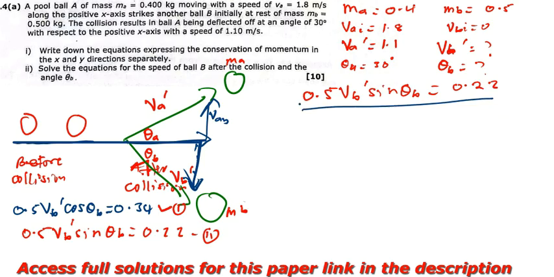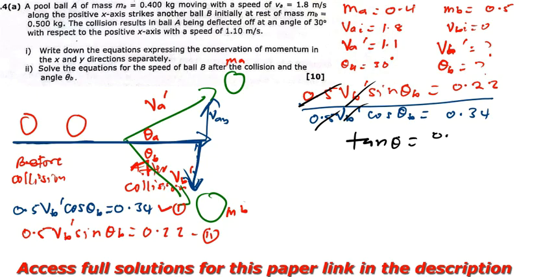So again I have 0.5 vB prime cos theta B being equal to 0.34. The next thing we're going to do is 0.5 and 0.5 can cancel out. vB and vB can also go out. So then I'm going to remain with sine theta over cos theta. Sine theta over cos theta is tan. So I've remained with tan theta being equal to, if you want you can divide there, or you can just leave it the way it is.